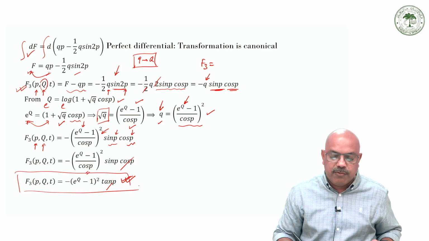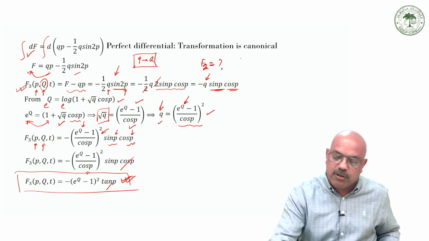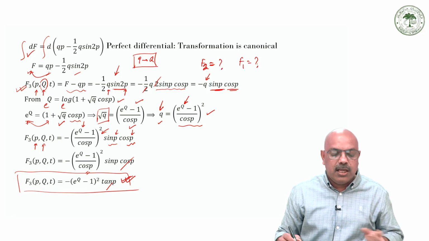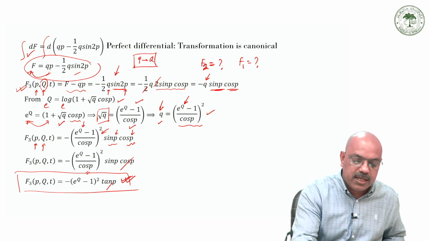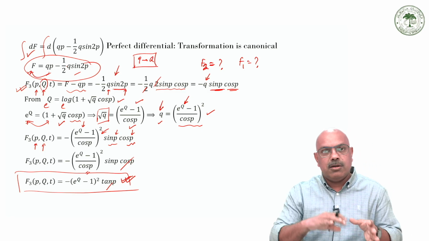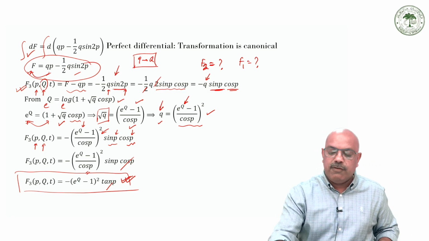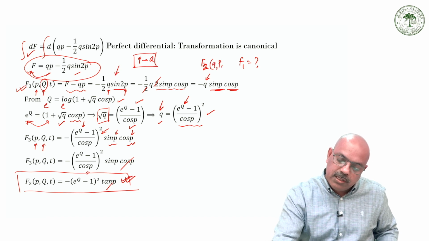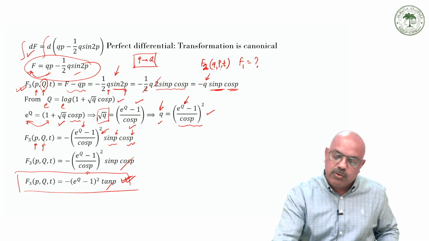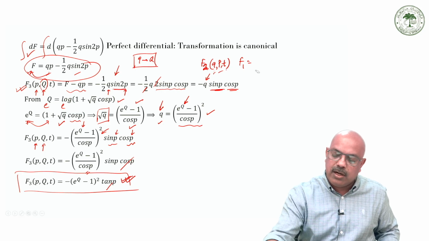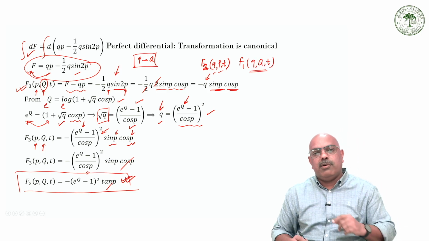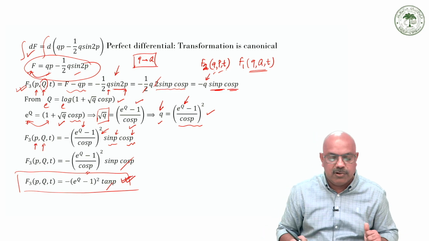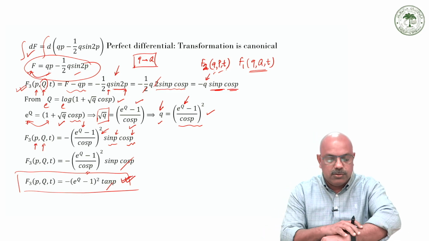If you want to figure out my f2, or if you want to figure out my f1, then you have to transform this whole expression depending upon the given transformation equation. Your f2 depends upon q, capital P and T, so the expression has to be in q, capital P and T. Okay, and your f1 depends upon small q, capital Q and T, so the expression must be in terms of small q, capital Q and T. Then you can find f1, f2 and f3. So this is how you get your transformation.